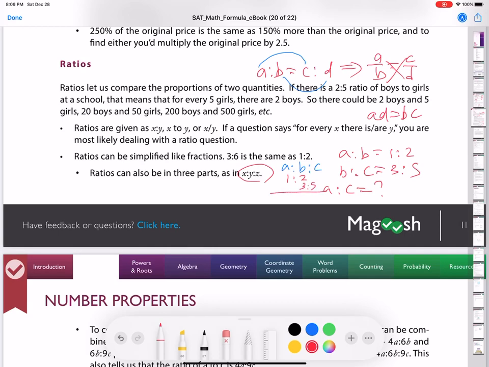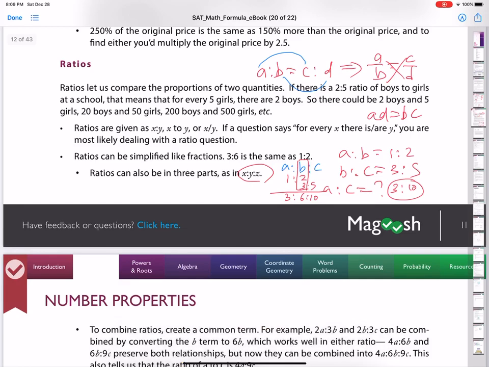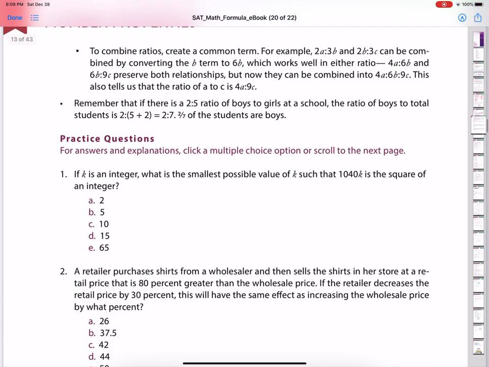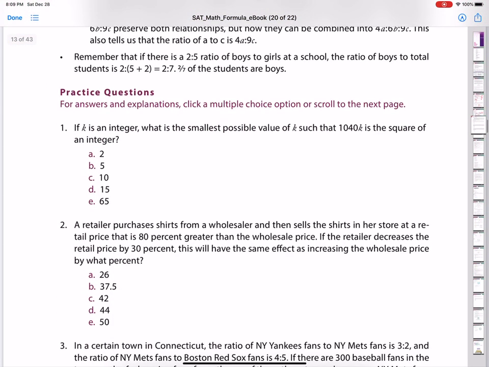Then find the same number for this common term B. So how can you find that? 2 and 3 have a common multiple. The least common multiple is 6, right? 2 times 3 is 6. So 1 to 2 means 3 to 6, and 3 to 5 means 6 to 10. So A to B to C is 3 to 6 to 10. So what is A to C? 3 to 10. You can solve three ratio problems like this. There are a lot of practice problems here, but I'm not going to solve them.